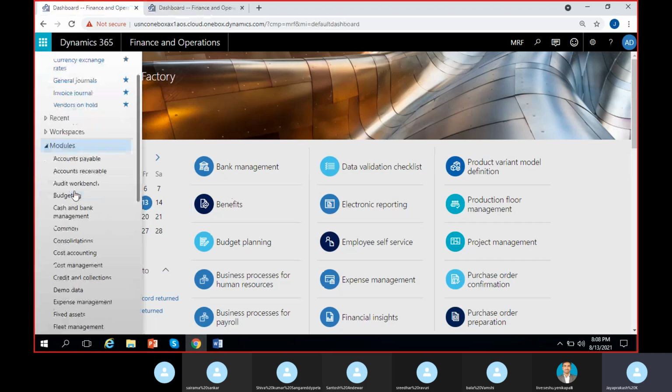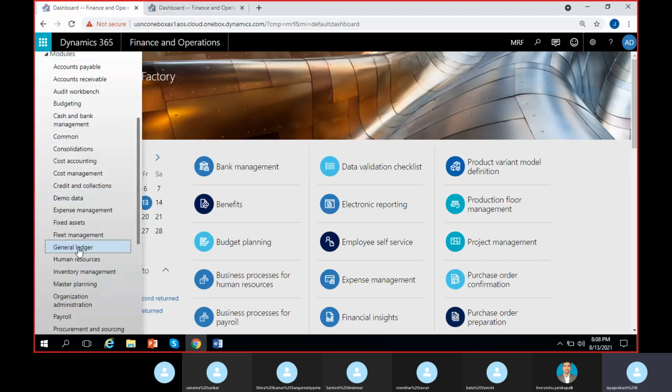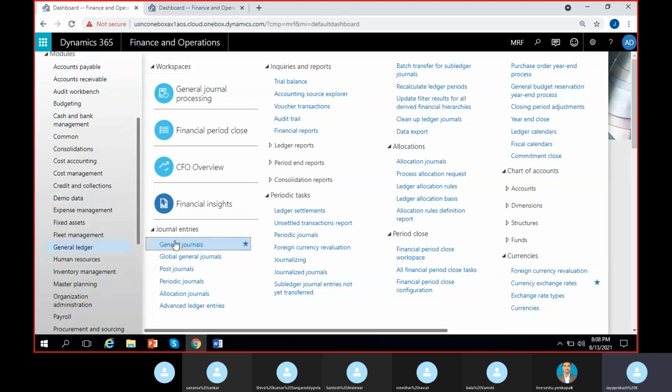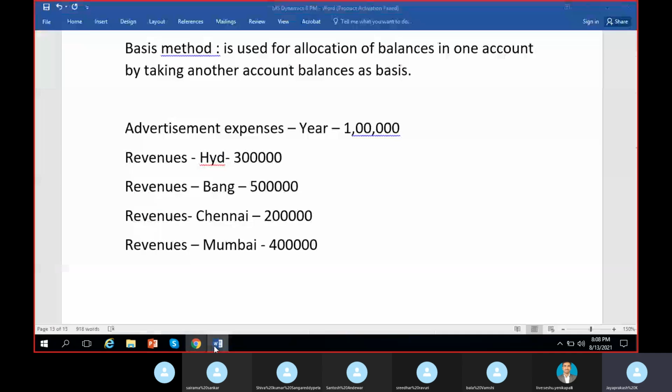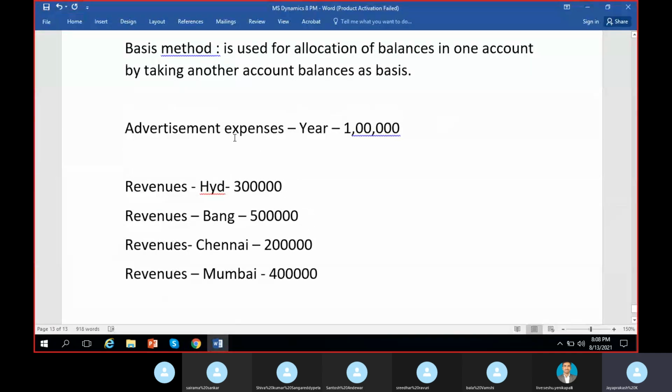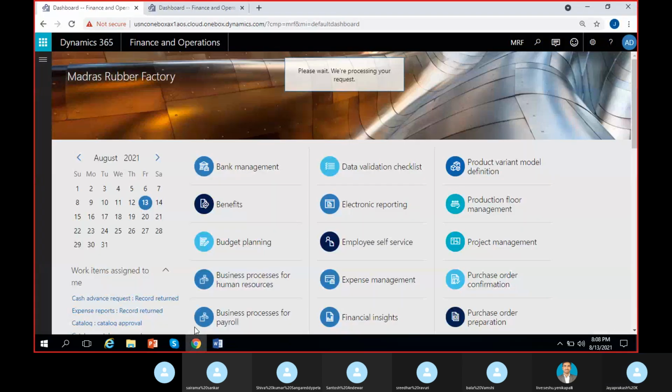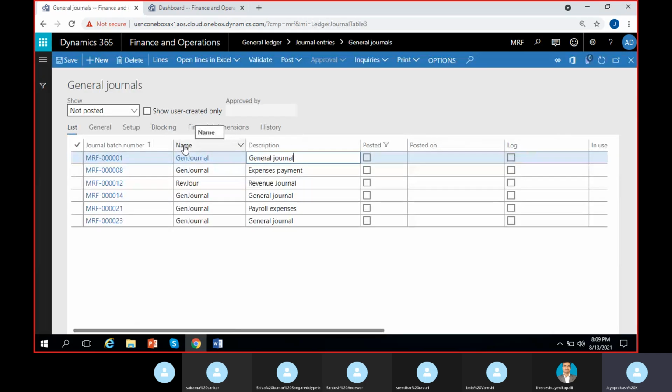So I'm going to general ledger, general journal for posting these two entries, this advertisement expenses as well as this revenues. It takes a while to load. Guys, in interview they will definitely ask you this question. Concentrate, okay? First you'll feel little confused, but this is very easy to understand. It's very easy to practice too.